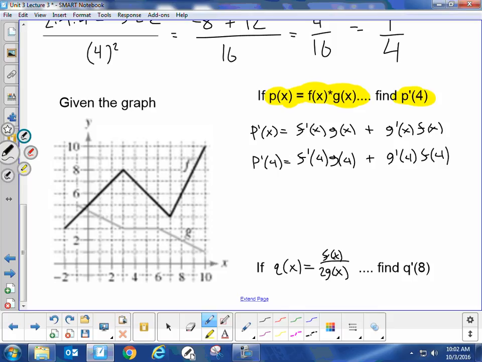The question is, what are the values? What are the values for f prime of 4, g of 4, g prime of 4, f of 4? What are the values? The answer is a number. You know, it's like a number times a number plus a number times a number. What are those numbers? How do you get them off of the graph? Discuss.